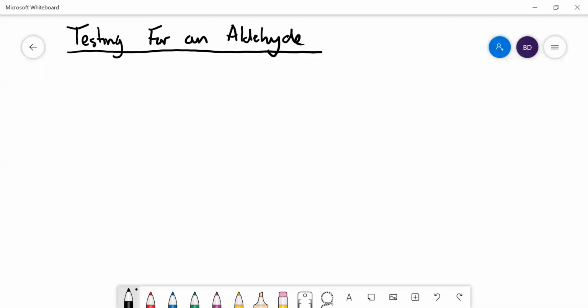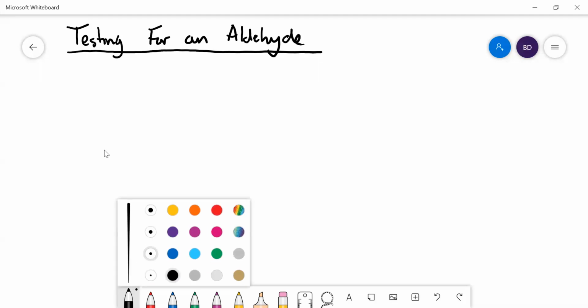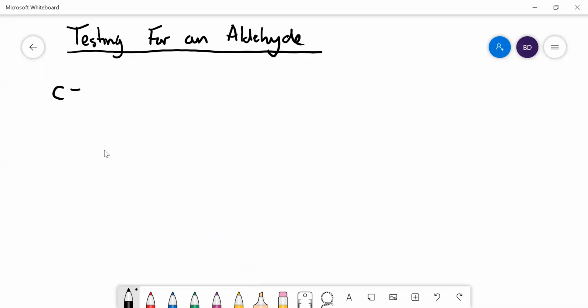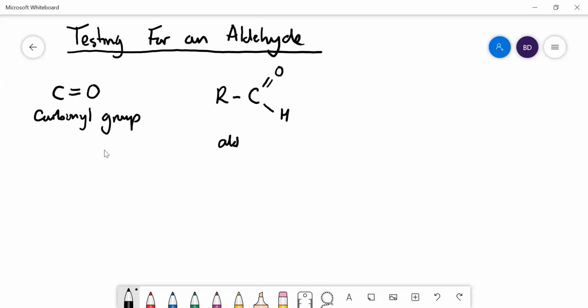Okay, now we need to know how to test for an aldehyde. Just to recap, an aldehyde is a fairly new functional group we've come across, and it contains the carbonyl group, which is a carbon-oxygen double bond. Now we have an aldehyde where that carbonyl group is on the end of the carbon chain, so that means that's just a hydrogen there. That's an aldehyde.